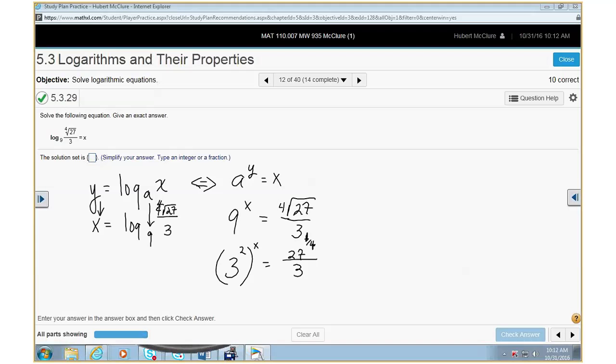Okay, what do we start to see? Start to see a lot of what? Threes. So that means I need to continue to make everything in terms of what? Threes. So what else can I do? That's 3 to the 2x is equal to what? Thank you. I'm so happy that y'all are figuring it out. Now what?